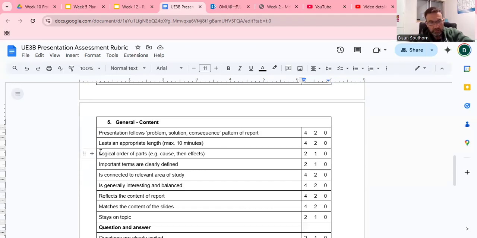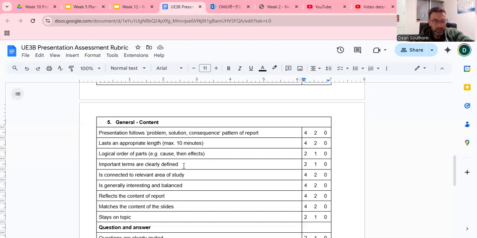Okay, logical order of parts. So pretty clear, isn't it? Problem, solution, consequence. Within the problem, cause and then effects of the problem rather than effects and cause, maybe. Within the solutions, maybe the most interesting, viable, possible, likely solution first, and then smaller ideas after. Just logical order, flow of information.